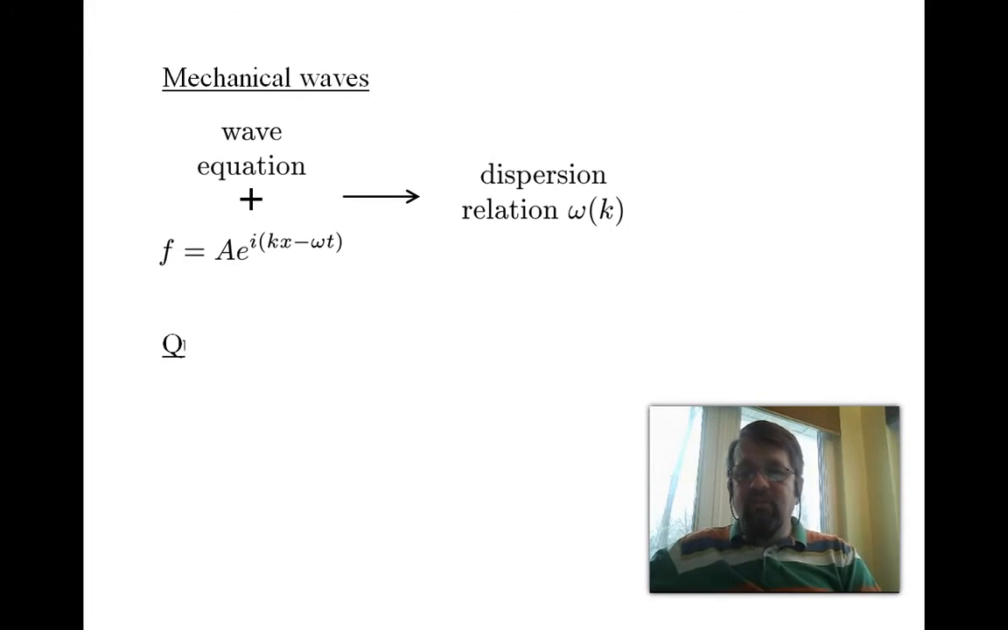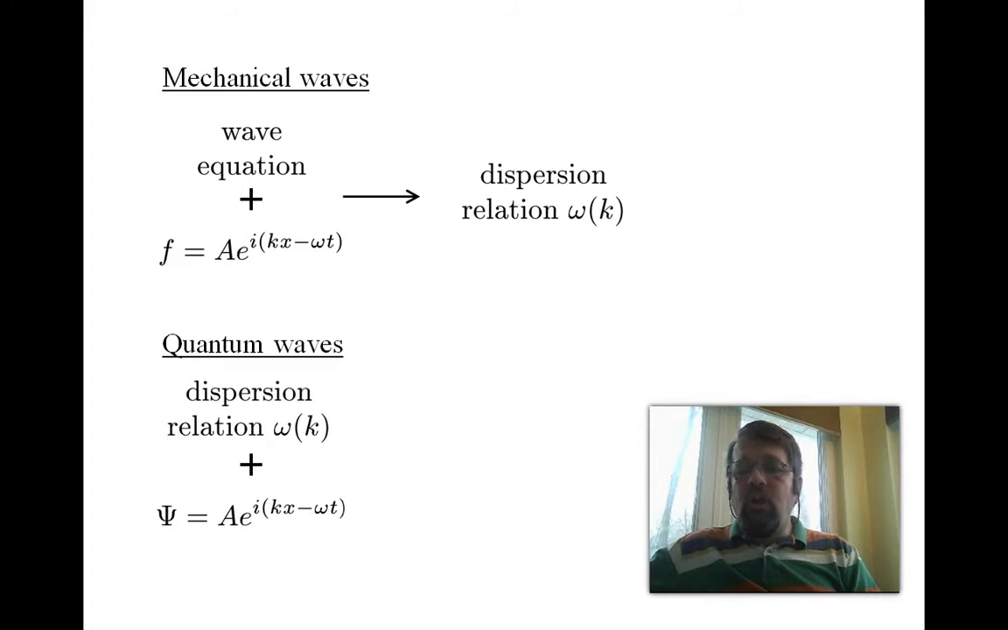Well, for quantum waves, we're going to sort of reverse the logic a little bit. We're going to start with a dispersion relation that we already know, a relation between omega and k for quantum waves, and we're going to add to it the idea that the wave might be of this simple complex form, a times e to the i(kx minus omega t). And to make that work out, we're going to infer the wave equation that governs the quantum waves. So that's our goal for the rest of this lecture.